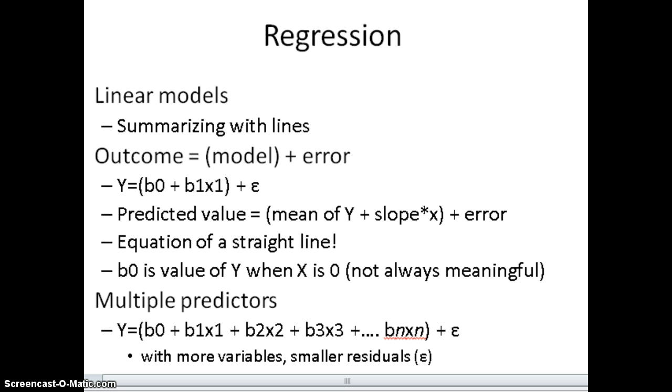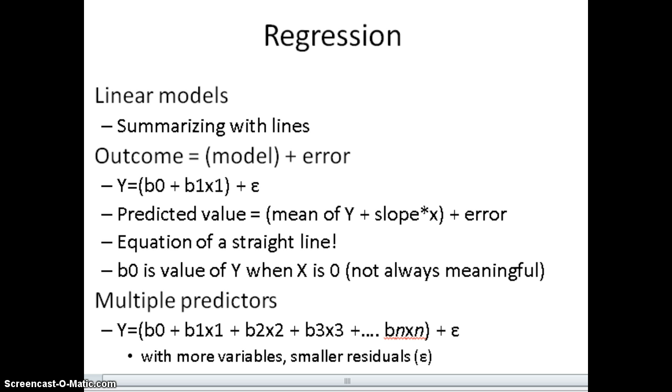So if it was money, for every unit of x that goes up, let's say you want to look at the regression between height and income. So for every inch in height you go up $10 in income. That's how you would interpret a regression coefficient of 10.